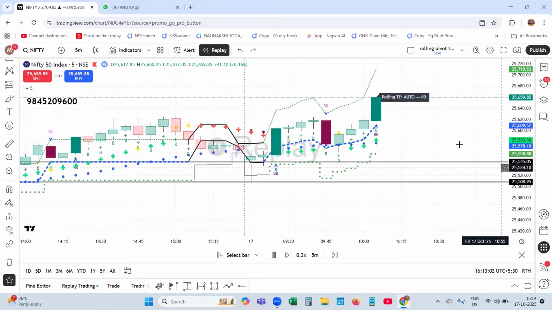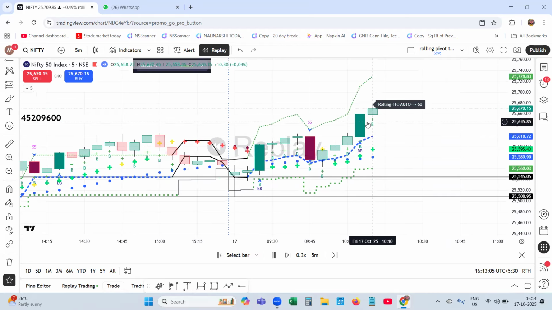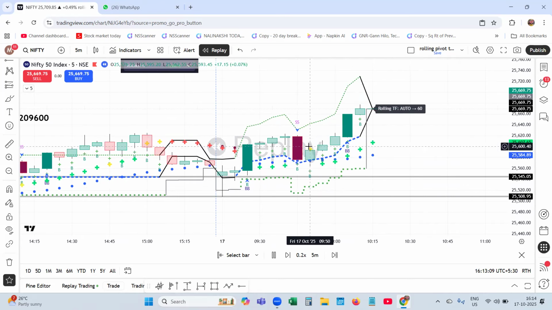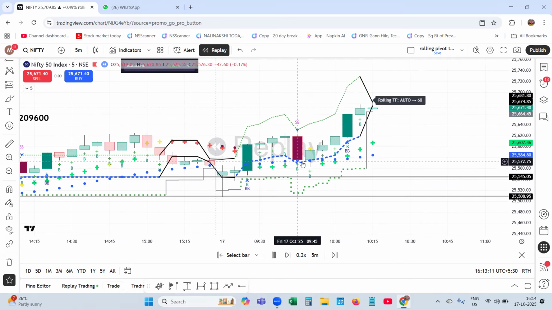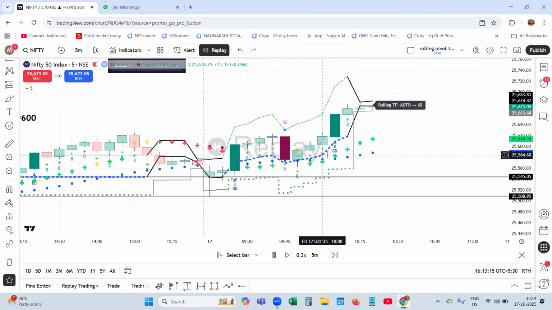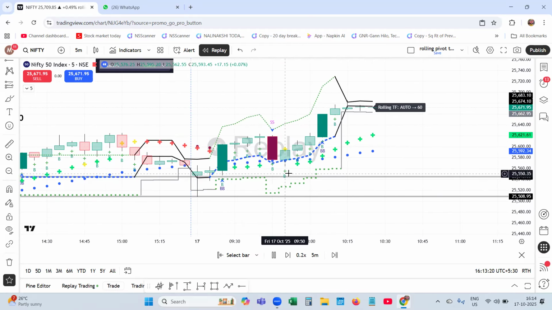See the beauty. Big man is driving the bus. Big man created the panic. We are not getting panic since everything is balanced. My rolling pivot is showing you balance and supports, buy alerts, nothing.